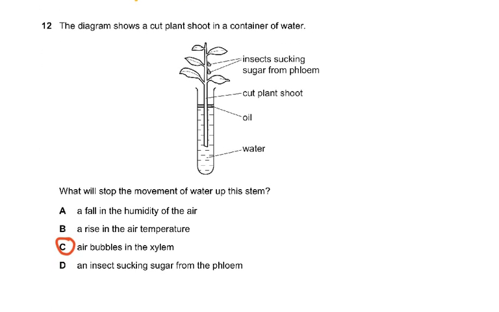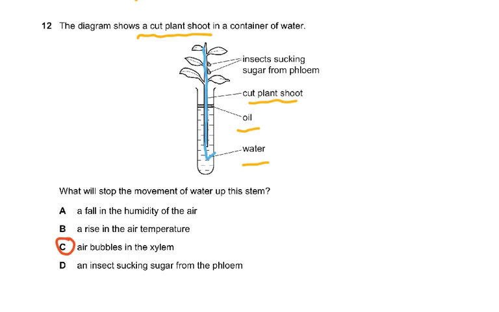Then coming on to question number 12. The diagram shows a cut plant shoot. Cut plant shoot means no roots, in a container of water. And you have insects sucking sugar from the phloem, and you have a cut plant shoot, and you have oil, and you have water. What will stop the movement of water up this stem? Why would suddenly water not be able to move up the stem?